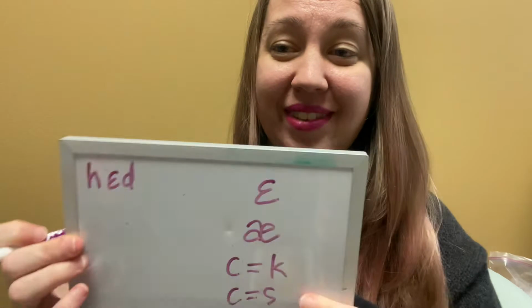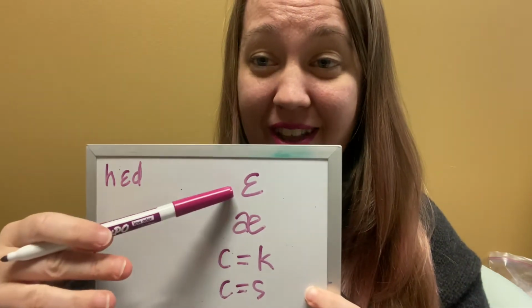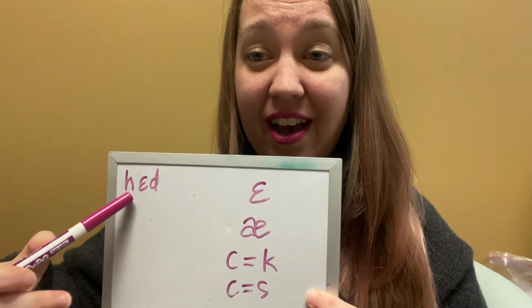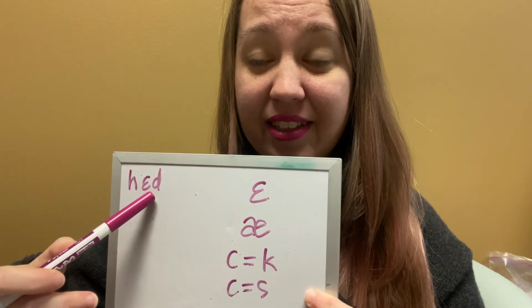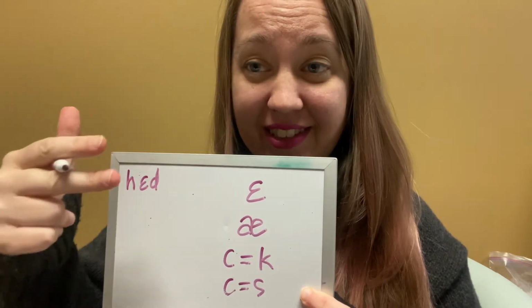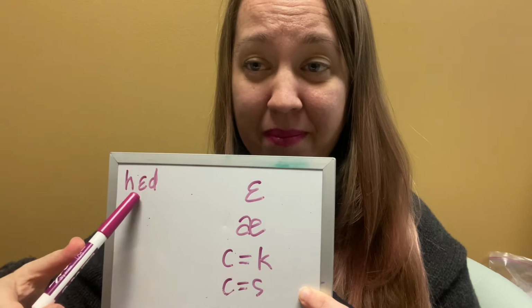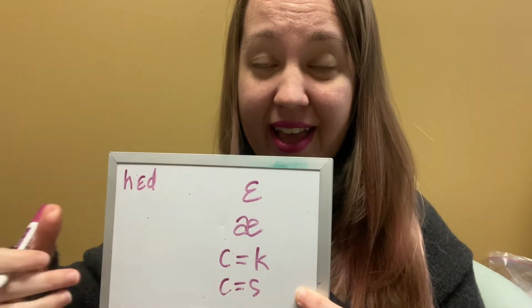Okay, the first word that we're going to IPA and sound count is head. I use my head. Think about how many sounds, not letters, and whether it has an epsilon or an ash. The answer is it has an epsilon, and it has 3 sounds: H, E, D. The vowel in the middle is an E. Head.